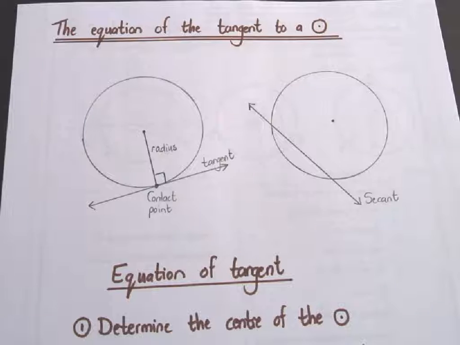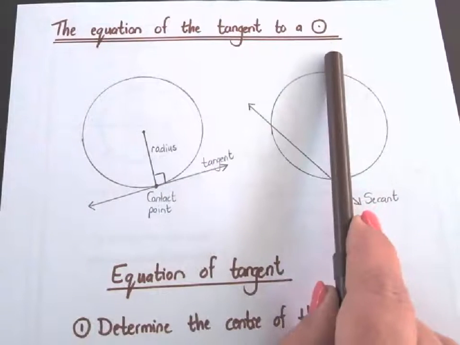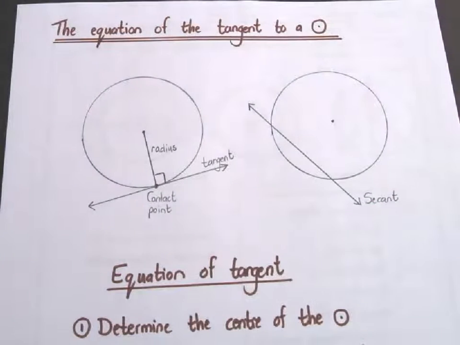Today's lesson is about finding the equation of a tangent to a circle. Now first we need to look at some vocabulary.